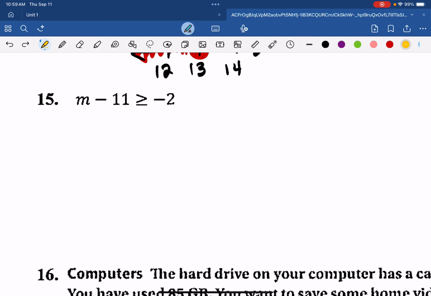All right, 15. Here's my line. I'm adding 11 to both sides. So I have m is greater than or equal to 9.